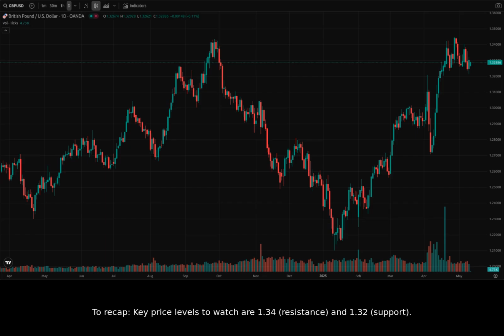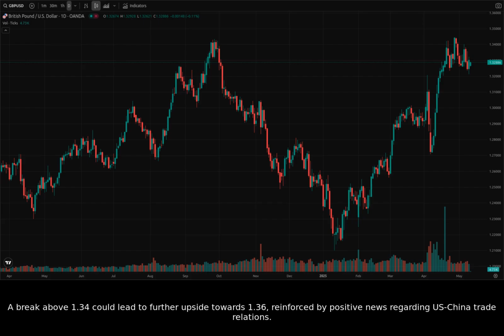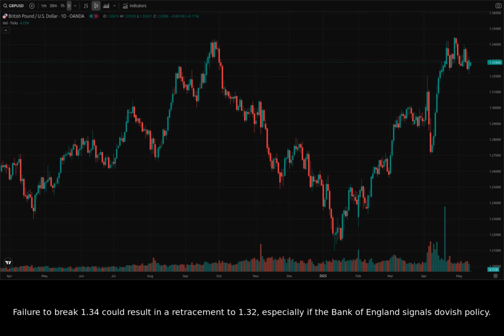To recap, key price levels to watch are 1.34 resistance and 1.32 support. A break above 1.34 could lead to further upside towards 1.36, reinforced by positive news regarding U.S.-China trade relations. Failure to break 1.34 could result in a retracement to 1.32, especially if the Bank of England signals dovish policy.